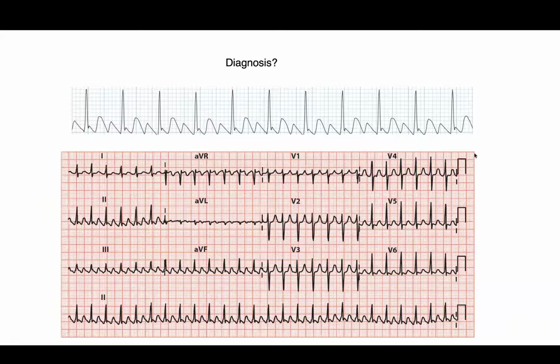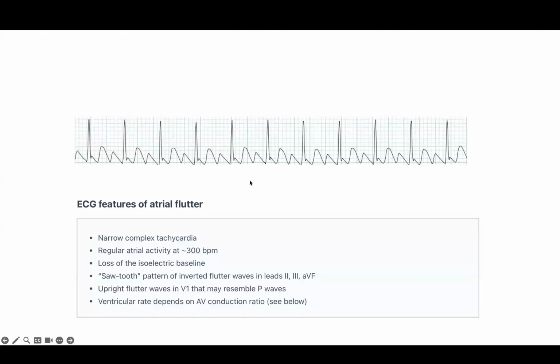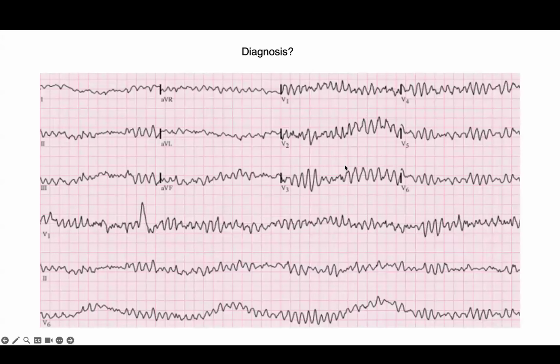Excellent. Three answers were right. One answer isn't. It's not an SVT. It is a flutter. So it's a narrow complex tachycardia, with regular atrial activity at 300 beats per minute. Loss of isoelectric baseline gives a sawtooth appearance. This is the important thing that you need to look into. So, diagnosis.